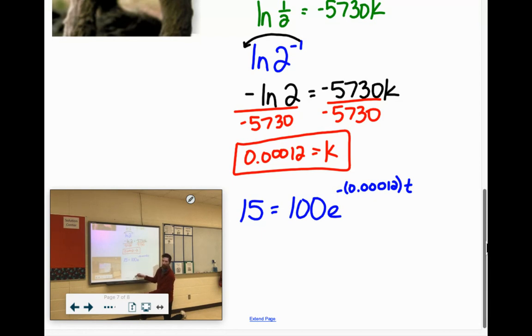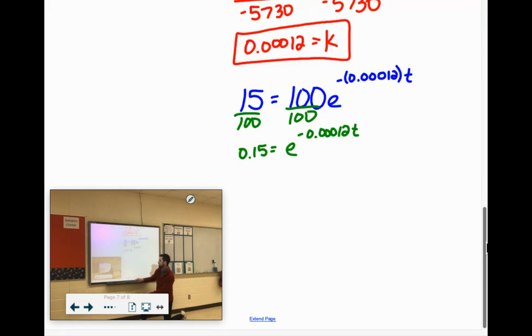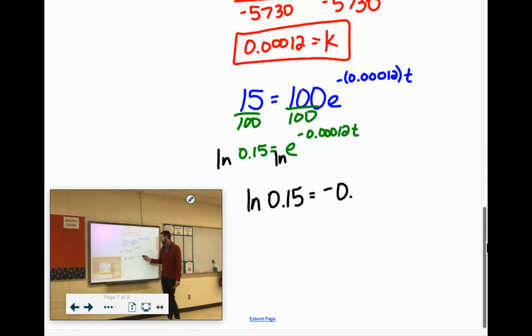So we can go ahead and divide by 100, which will give us 0.15 equals E to the negative 0.00012 T. Let's take the natural logarithm of both sides. So we'll have ln of 0.15 equals negative 0.00012 T.